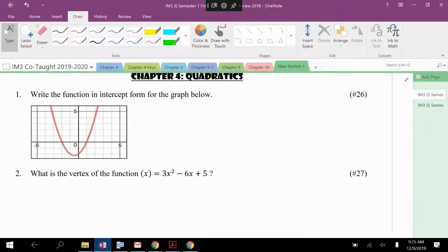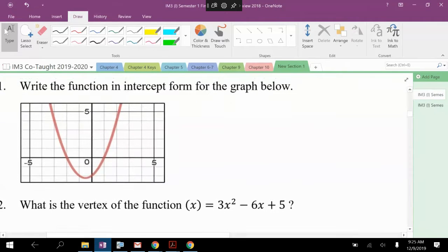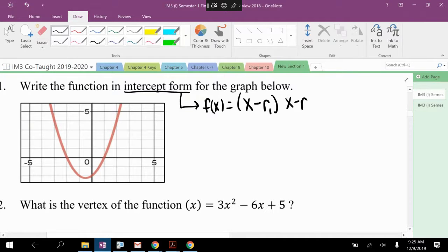So let's take a look here. Write the function in intercept form for the graph below. Well, if you don't know what intercept form is, that's going to be a struggle. So let's go ahead and write out what intercept form is. I'm just going to put a little underline here. Your intercept form will look like this: x minus your root or your 0, and then x minus your other root.